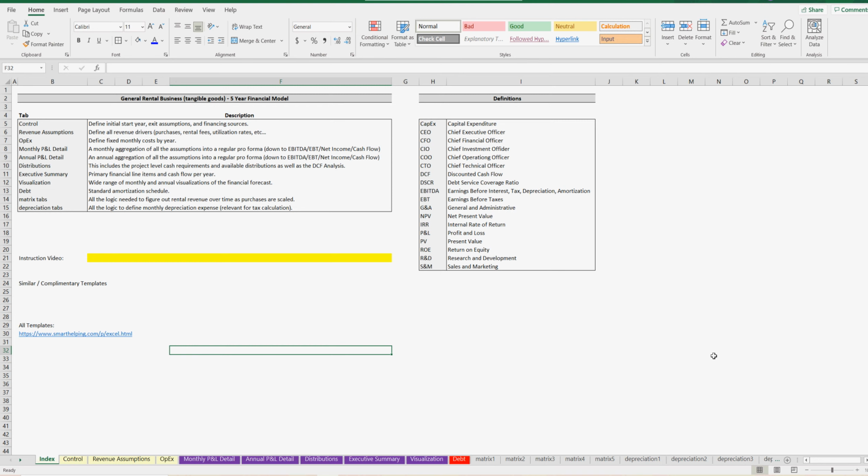Welcome to smarthelping.com. We've got another model here, general rental business, tangible goods. That means not real estate, like furniture, equipment. It could be heavy equipment. So this is a 5-year model. We're going to go over each tab. I'm going to go over the assumptions and how it works.